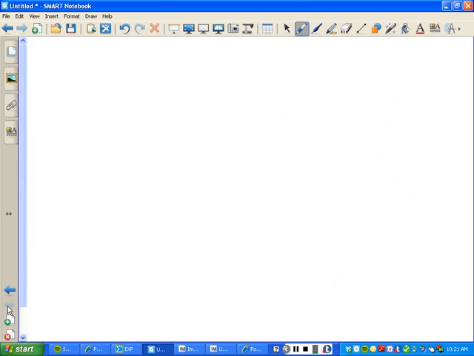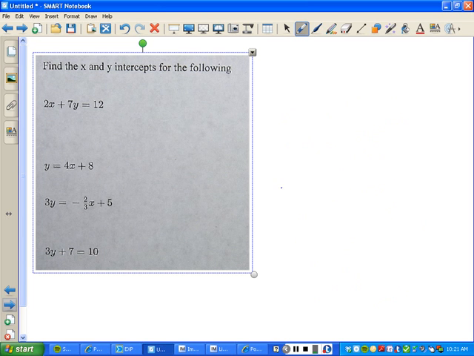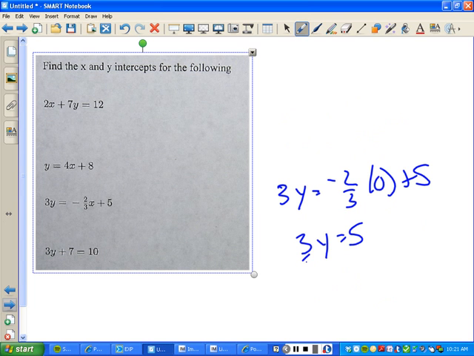For the next one, plugging in x is 0. So 3y equals negative 2/3 times 0 plus 5. So 3y equals 5. Divide by 3, divide by 3. Y equals 5/3.